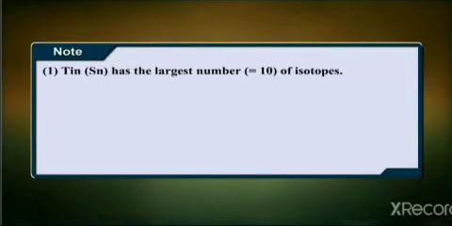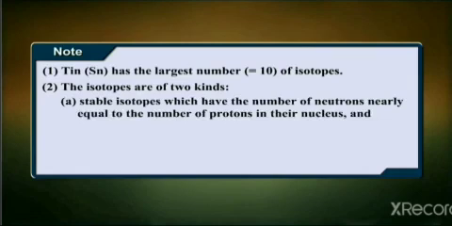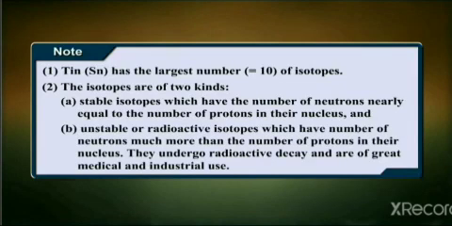Note: 1. Tin or Sn has the largest number of isotopes, that is 10. 2. The isotopes are of 2 kinds. A. Stable isotopes, which have the number of neutrons nearly equal to the number of protons in their nucleus. B. Unstable or radioactive isotopes, which have the number of neutrons much more than the number of protons in their nucleus. They undergo radioactive decay and are of great medical and industrial use.